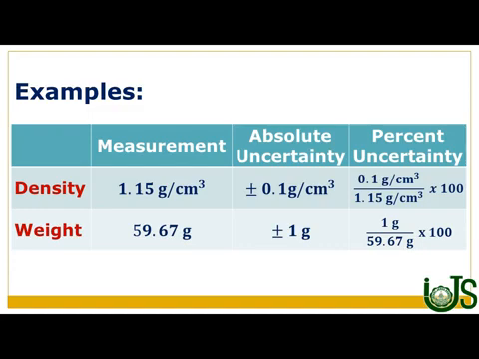So your percent uncertainty will be 1 gram divided by 59.67 grams times 100. So your final answer for the density percent uncertainty is 9%, and for the weight is 1.7%.